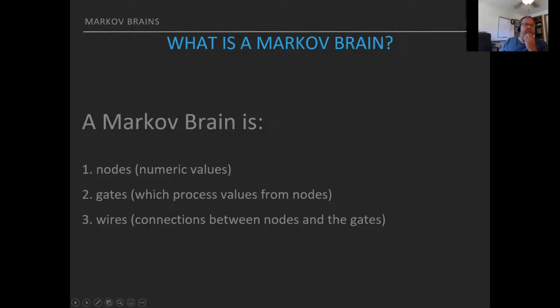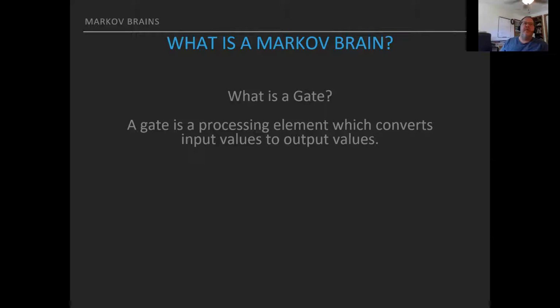So technically, a Markov brain is comprised of three components. It has nodes, which are numeric values, gates, which are input-output devices that take inputs, process the values, and generate outputs, and wires, which connect the nodes and the gates. What is a gate? Here, a gate is a processing element which converts some number of input values into output values.